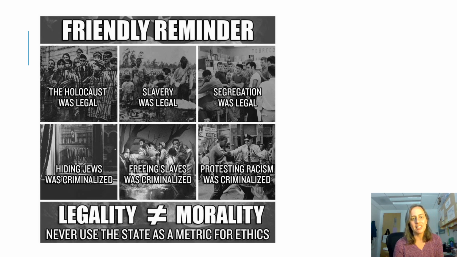So, this image says, the Holocaust was legal, right? And hiding Jews from the Nazis was illegal, right? Slavery at the time was legal, and freeing slaves was illegal. Segregation used to be legal, and protesting it used to be illegal. So laws can be very, very useful, but you need to remember that they're not the same thing as ethics or morality, right? And so making something legal or illegal is different from saying if something is right or wrong.